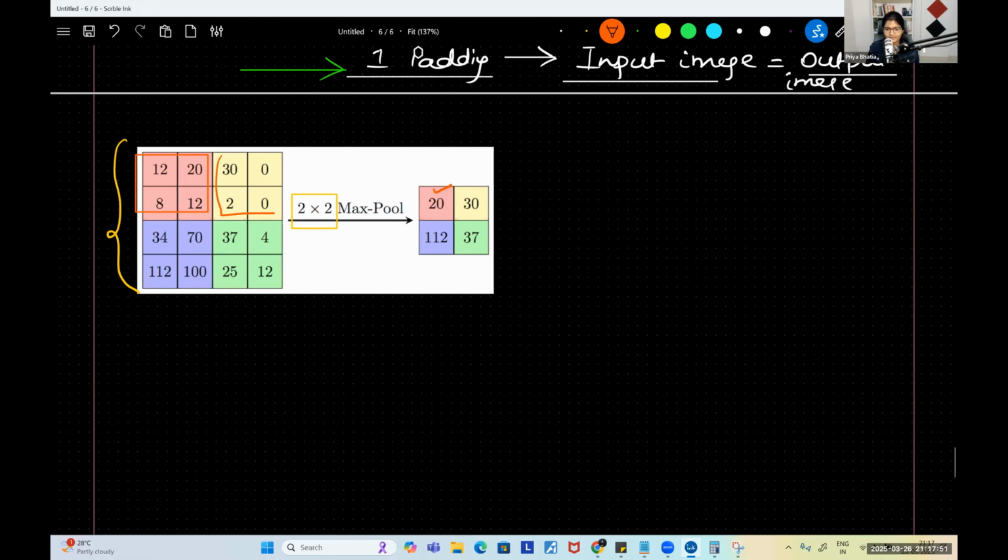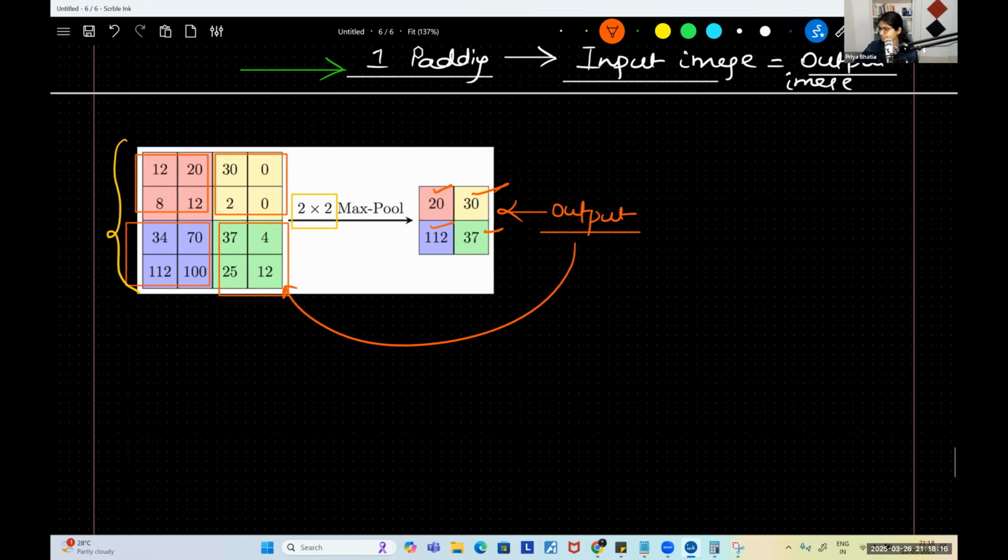Then further, it will go to the next 2 cross 2 matrix and take the maximum value. Then it will go further to the next 2 cross 2 matrix, and take the maximum value. It will go further to another 2 cross 2 matrix and take the maximum value. In this way, we will gain a final output as this specific matrix rather than the previous one. Now, why is this helpful?